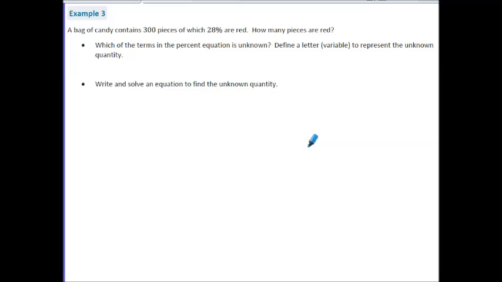I definitely want to know some of the important pieces in this so I can identify my unknown. They tell us that a bag of candy contains 300 pieces, and of which 28% are red. The question is asking how many pieces are red. So that really tells me what my unknown element should be. So we're going to say let x equal the number of red pieces.